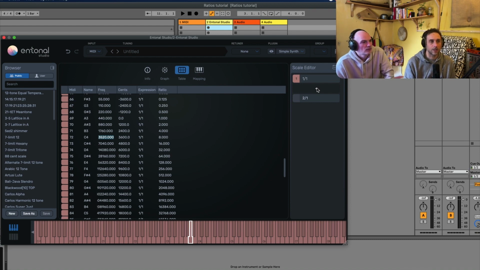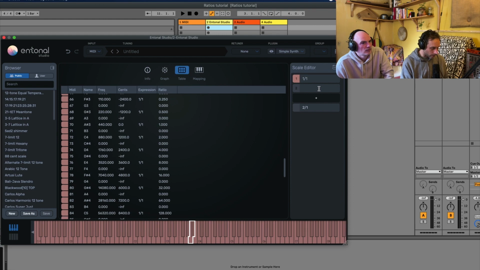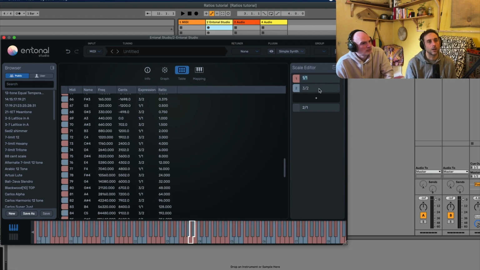Exactly. Yeah. So let's add that 1.5. I'm going to call it 3 over 2 because it's usually described as a ratio. Right. So 3 over 2 is 1.5. So now we've added this interval 3 over 2 into our scale. It's what's often described as a perfect fifth.